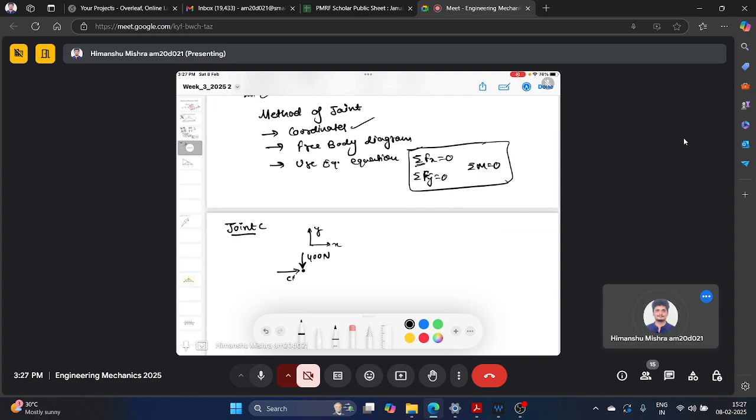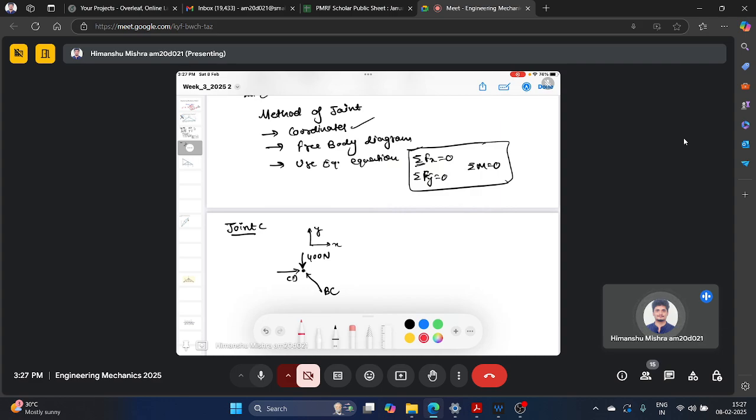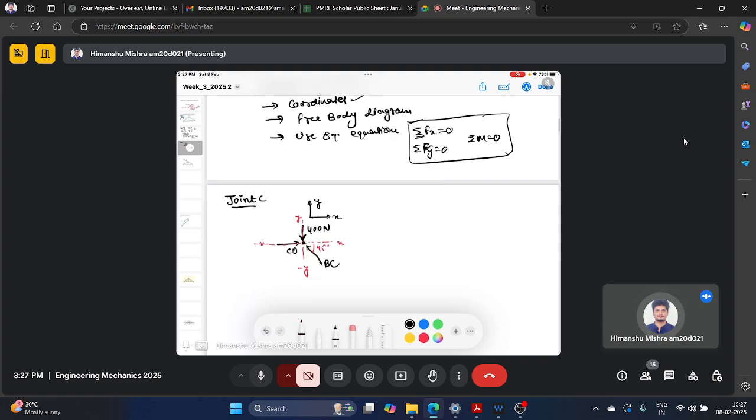So this is CD, and let's say this is CB, and let me make the coordinate system here. It's x, minus x, y, minus y, and this angle is given as 45. So once you make the free body diagram at joint C, then you can use the equilibrium equations.